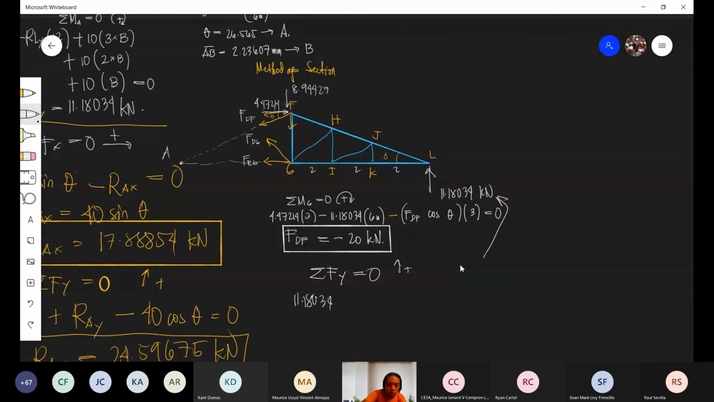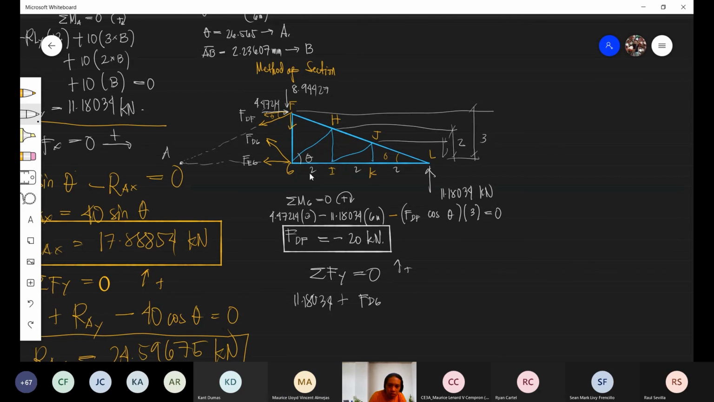11.18034. It's this one. Okay? Plus the unknown mismo, that is FDG. We cannot say the angle yet, but what is this angle? Sige daw. If this is 3, this is 1, paprihumalit era distance, so 2. 2, 45. Do you agree? Yes, sir.